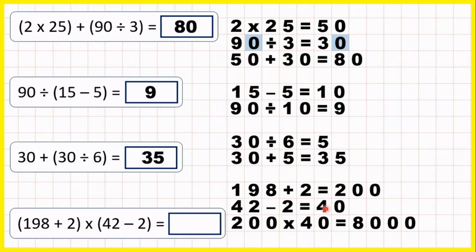So 200 times 40 is 8,000. That's because 2 times 4 is 8, and then if we have a total of 3 end zeros in a multiplication question, we need 3 end zeros in our answer. So that's 8,000.